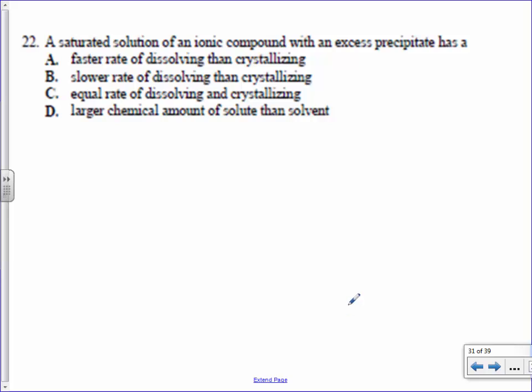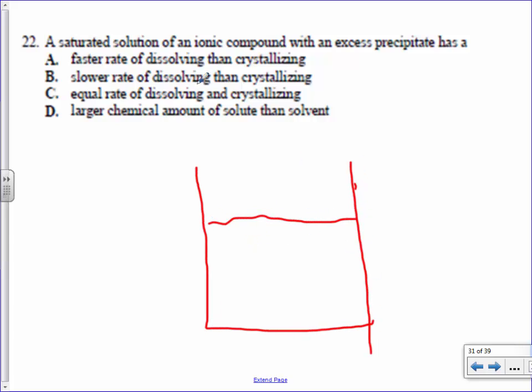Okay, this question here, first you need to be able to interpret what I'm saying is happening here. So imagine you've got a solution. I'm just going to draw a beaker, and inside there's a solvent. And it said it's saturated. What does saturated mean?